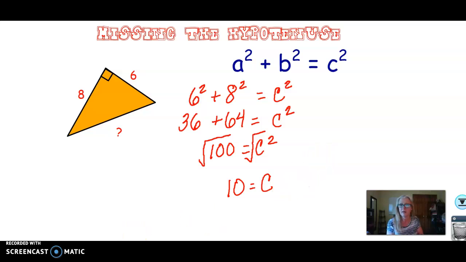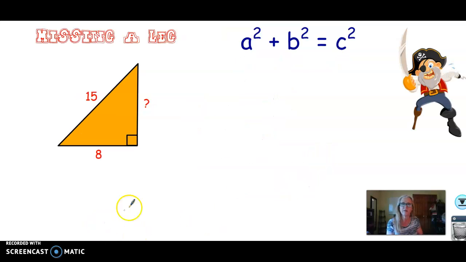Now this week, we're going to be missing a leg. See how I've got my little pirate up there? He's missing a leg. You guys are pirates. You know what that's like. Got all about that, right?